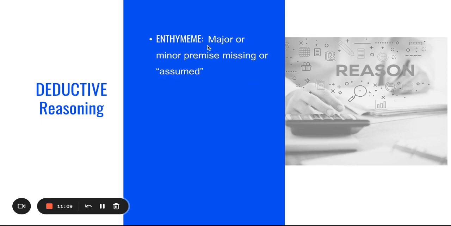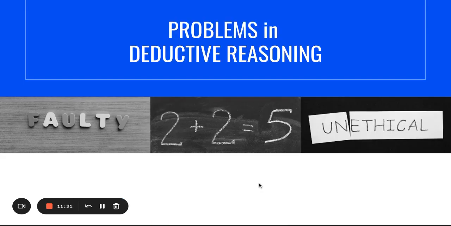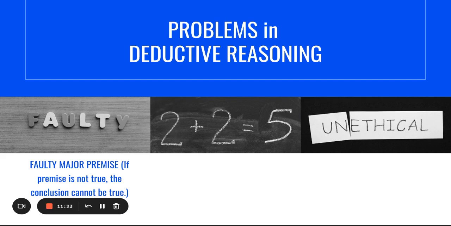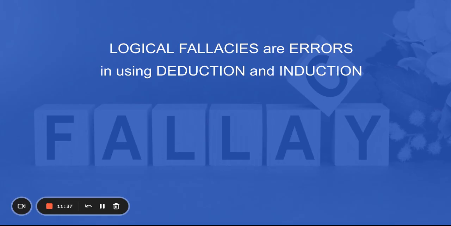Deductive reasoning: enthymeme: major or minor premise missing or assumed. Since Caroline is a state college student, she has to complete Com 1110 to graduate. Possibly a place for misinformation or fallacy. Problems in deductive reasoning: faulty major premise: if the premise is not true, the conclusion cannot be true. It's the wrong formula. Minor premise is misstated. Enthymeme is unethical because of omitted wrong information in the premises.